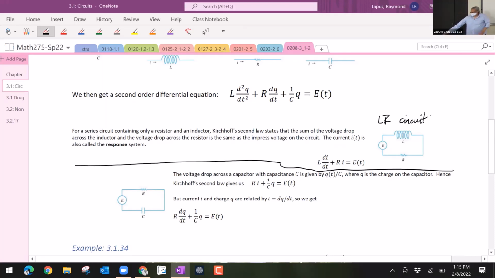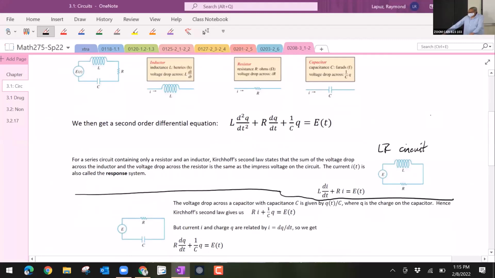An LR circuit only has information about the inductor and resistor. And it's going to be given by L times di/dt plus I times R, and that's equal to the voltage. So if you have an LR circuit, you have a first order differential equation that looks like this.